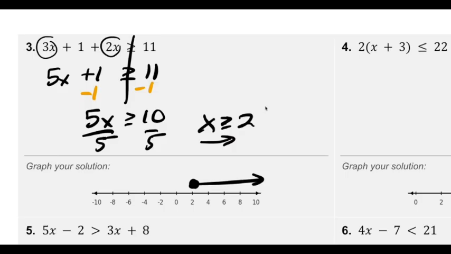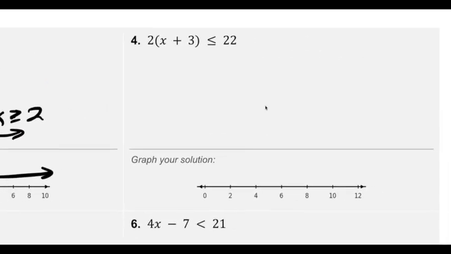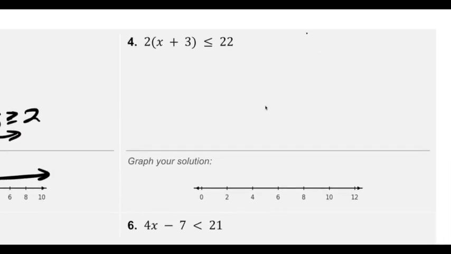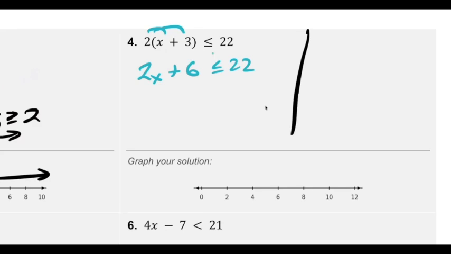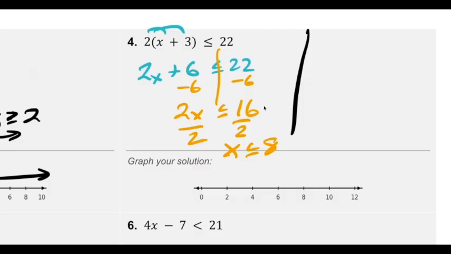So there we go. Next one over here. So two ways to do this one. I think the way most people tend to do it, they distribute. You get 2 plus 2 times 3 is 6, less than or equal to 22. And then here's my line, -6, -6. 2x is less than or equal to 16. Divide by 2, divide by 2. X is less than or equal to 8. That's one way to do it.